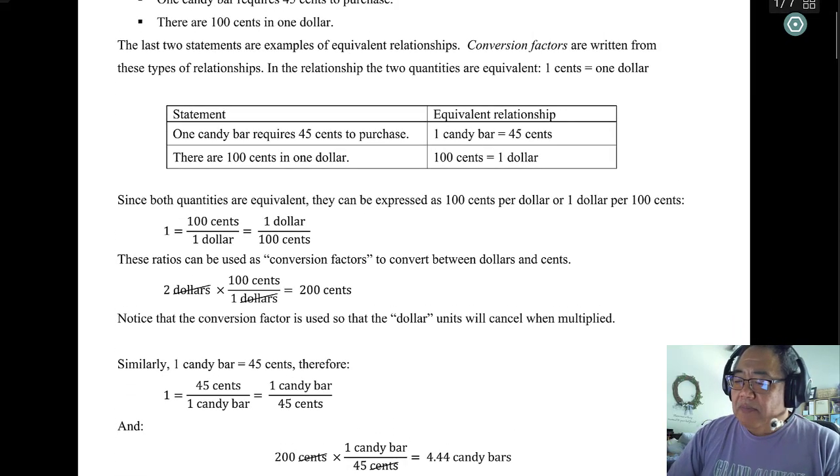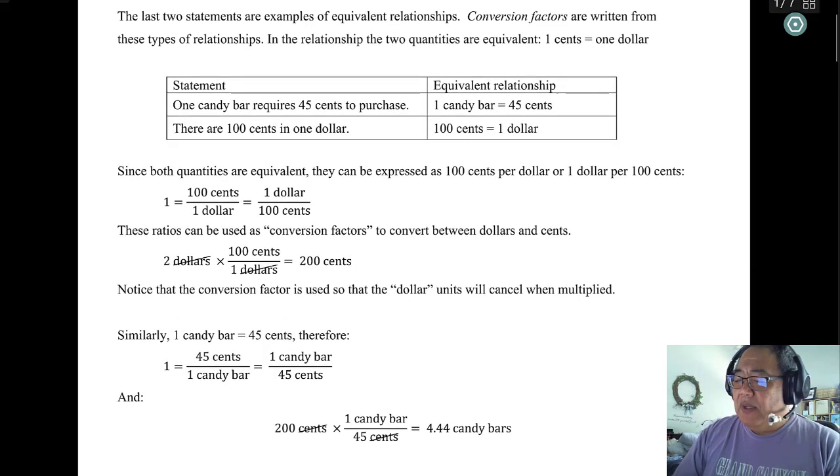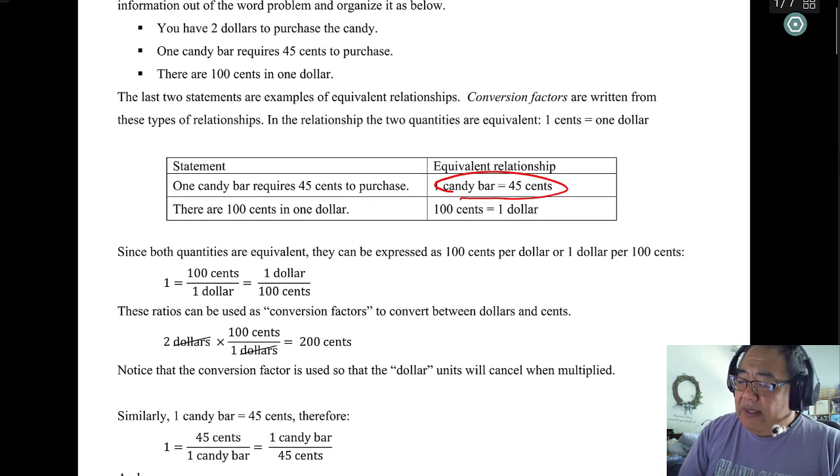In this particular passage, it's actually like a story problem, and it's helping you to break down the story problem. And this is a strategy, and this is one of the things in the worksheet. In this strategy, what we come up with is equivalent relationships. So for example here, one candy bar equals 45 cents. That comes from the statement, one candy bar requires 45 cents to purchase.